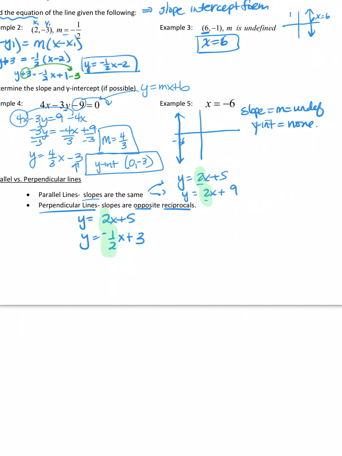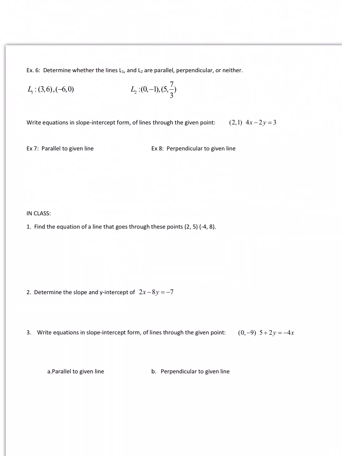Now, if I was looking at this, and this was just 2 and positive 1/2, they are neither perpendicular nor parallel. Because to be perpendicular, you have to make the reciprocal and switch the sign, or make the opposite sign. Both have to happen for them to be perpendicular. So we're going to try some on the next page.